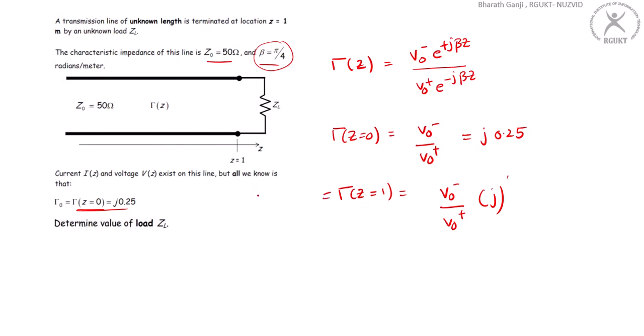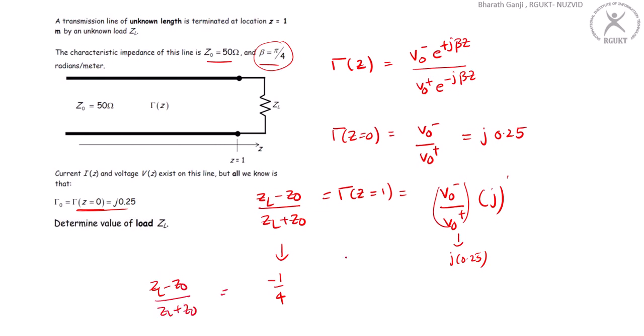So this is the reflection coefficient at the load at Z equal to 1. At the load we can also write the reflection coefficient as ZL minus Z0 divided by ZL plus Z0. And from the V0 minus by V0 plus expression, this value is j times 0.25, so I can say this whole number is actually equal to minus 1 by 4. So I have ZL minus Z0 divided by ZL plus Z0 equal to minus 1 by 4, and the value of Z0 is also given, it is 50 ohms.